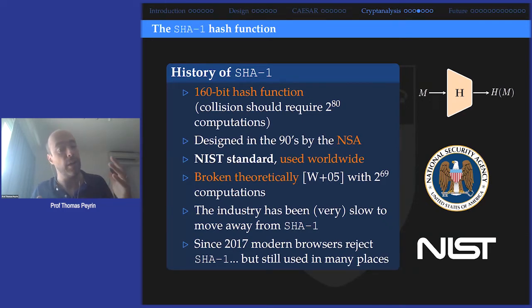Unfortunately, the industry has been very slow to move away from SHA-1 because they were all thinking, this is just a theoretical attack. We don't care so much about theoretical attacks. It's not really a danger. But actually it is a danger in practice. We had to wait until 2017 for modern internet browsers to reject SHA-1. If you take Internet Explorer or Google Chrome, for example, it's only in 2017 that they actually started rejecting SHA-1 completely. But even though your browsers are rejecting this, SHA-1 is still used in many, many places, unfortunately.